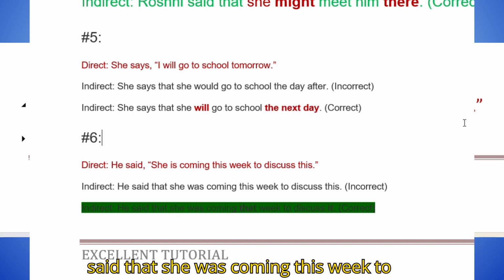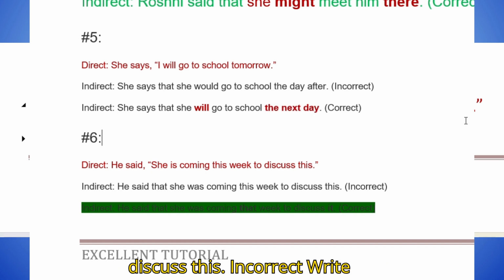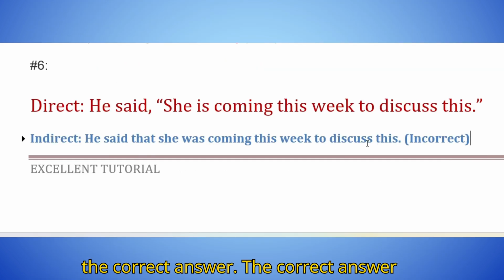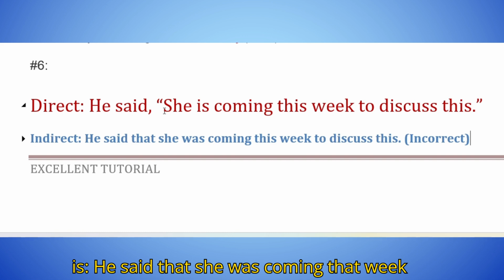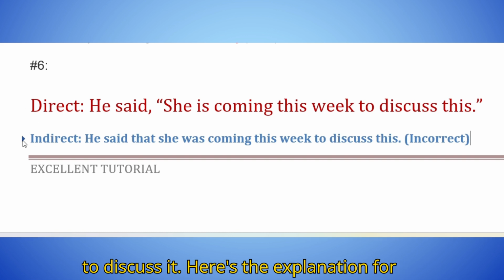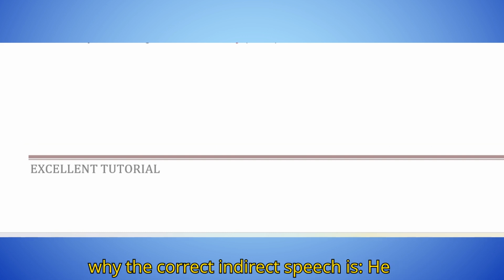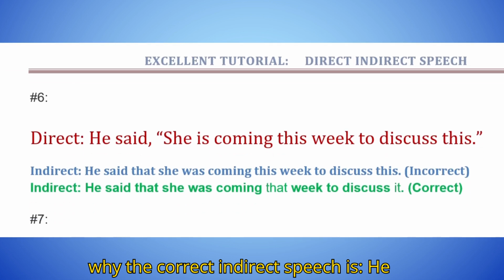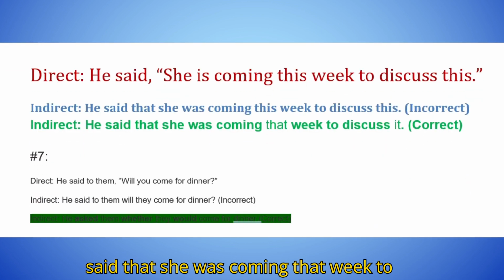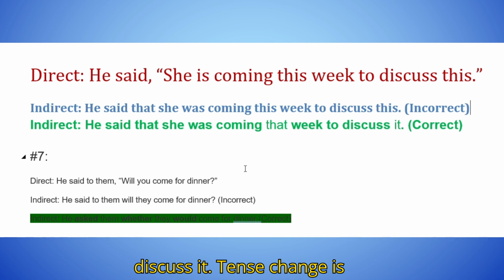6. Direct, he said, "She is coming this week to discuss this." Indirect, he said that she was coming this week to discuss this. Incorrect, write the correct answer. The correct answer is, he said that she was coming that week to discuss it. Here's the explanation for why the correct indirect speech is, he said that she was coming that week to discuss it. Tense change, is coming, to, was coming.